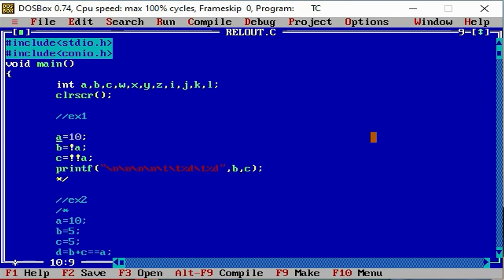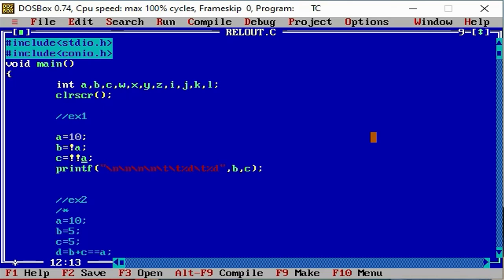This is the first question. The value of a is equal to 10. Now b is equal to not of a. What does this mean? We know that if the value is a non-zero value, then it is treated as true, and if it is a zero value, then it is treated as false. Now a is equal to 10, that means it is a non-zero value, so it is true. Now not of a will reverse the thing, that means it will become false. So the value of b is 0 now. False means 0.